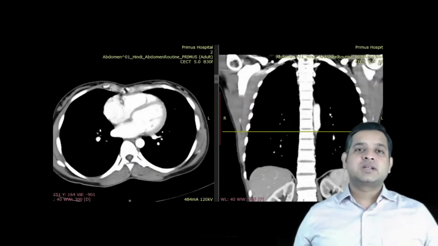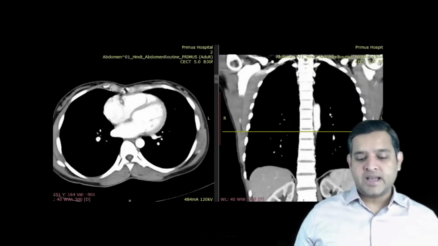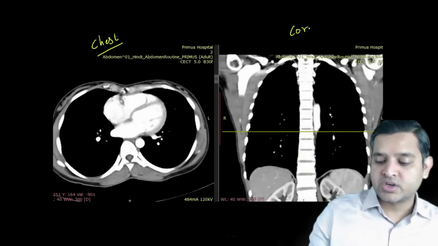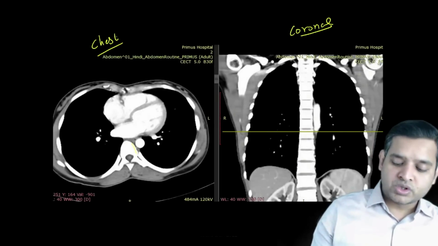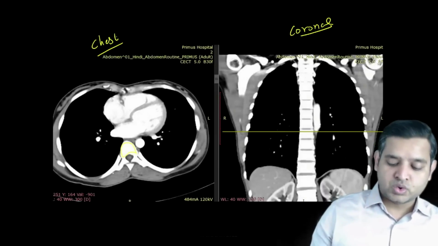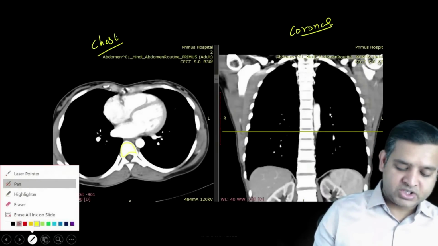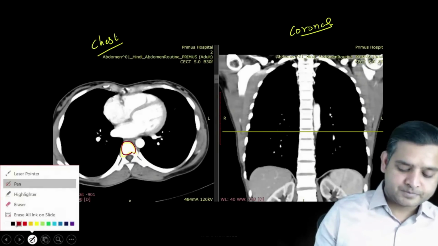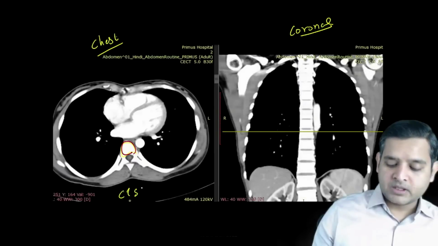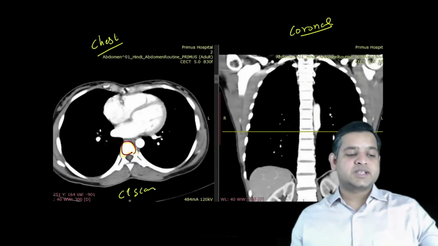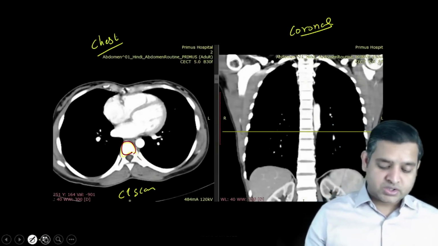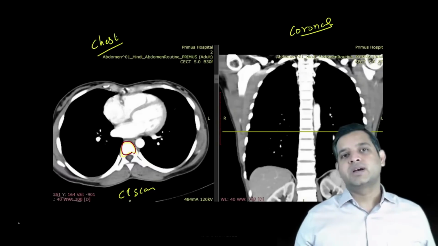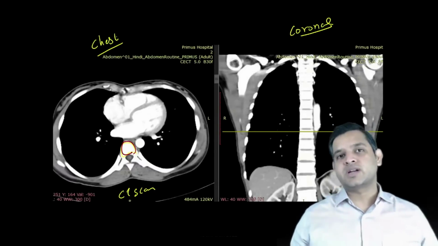From the brain, the examiners are very fond of asking images of the chest. As you can see, this is the transverse section of the chest and this is the coronal section of the chest. Since the cortical bone or the vertebra is so white over here, I don't think there will be any challenge in identifying that this is a CT scan. Now the point to be noted is, if you see a CT scan of the chest, your knowledge should not be limited to knowing that this is a CT scan. Rather, you also have to tell whether it's a non-contrast CT or a contrast enhanced CT.